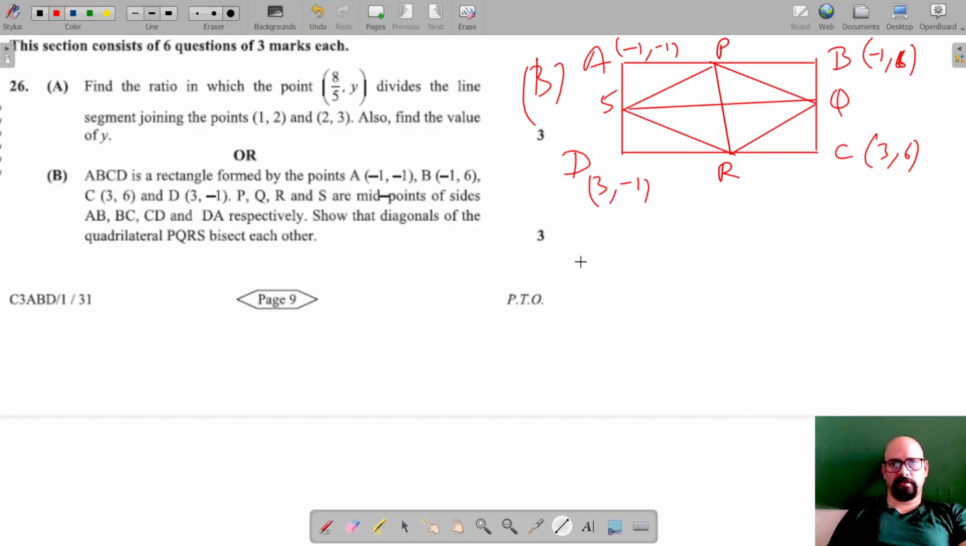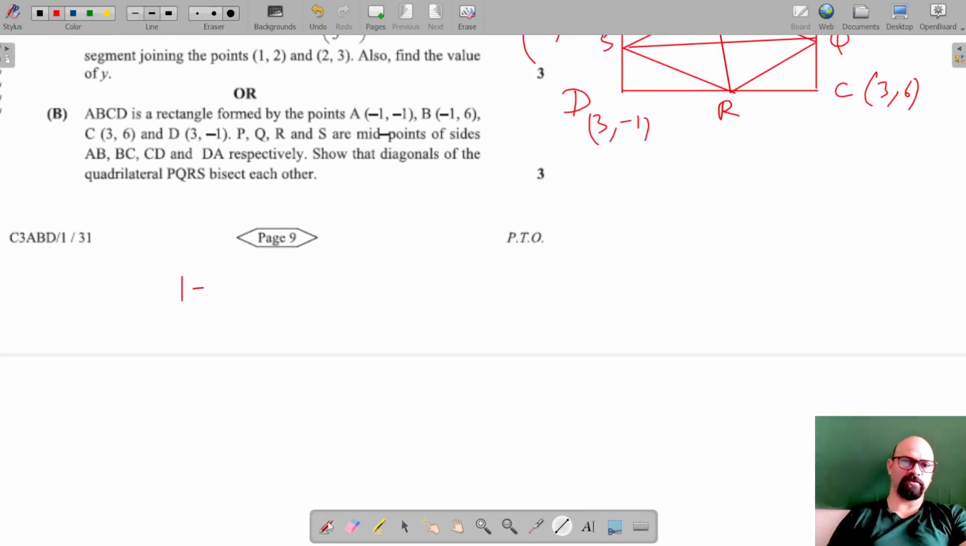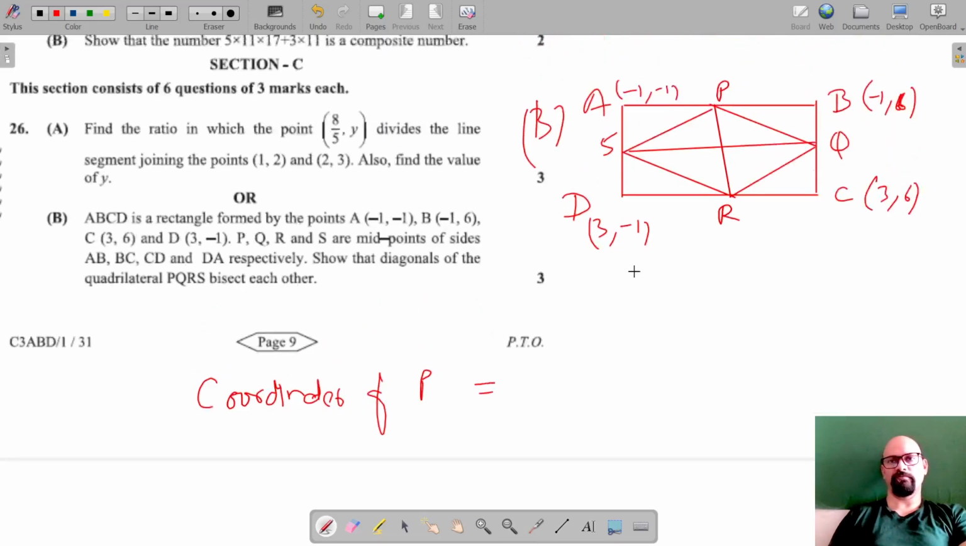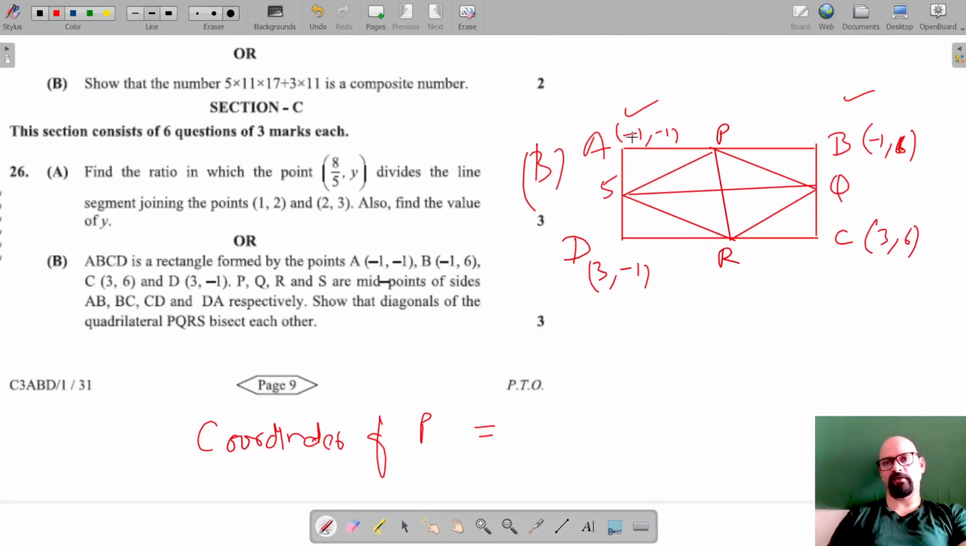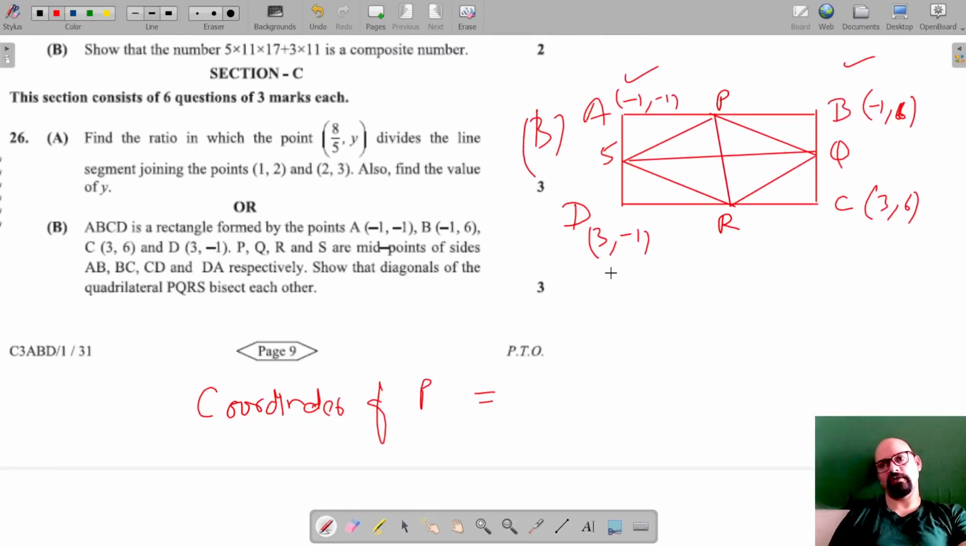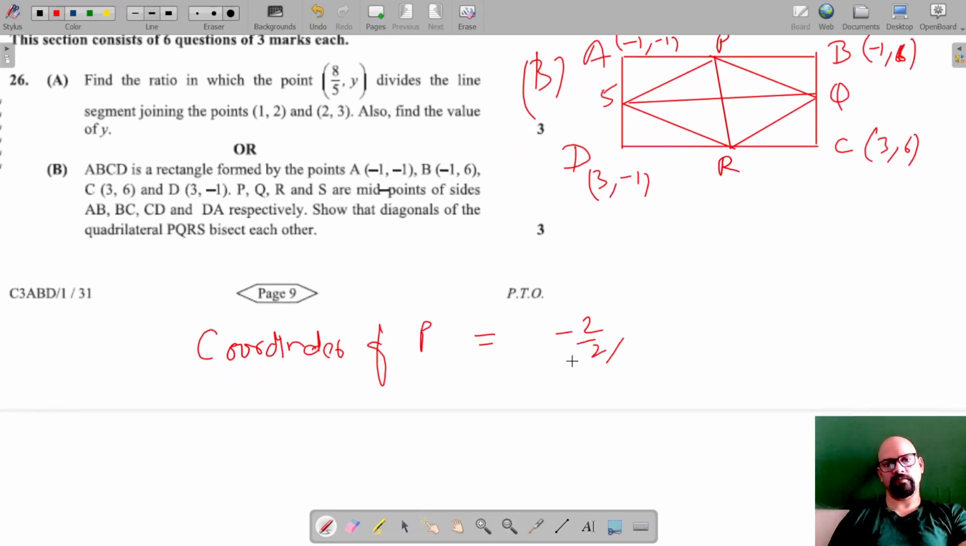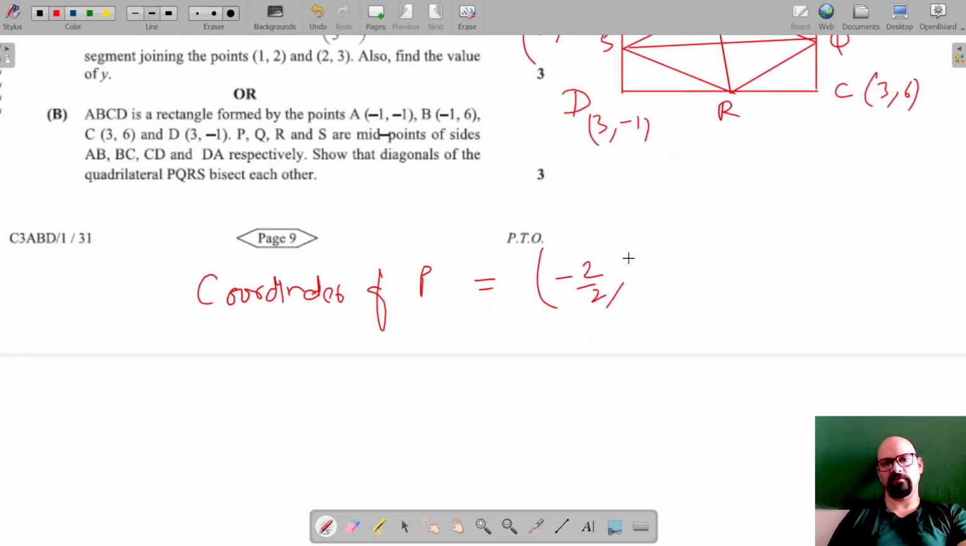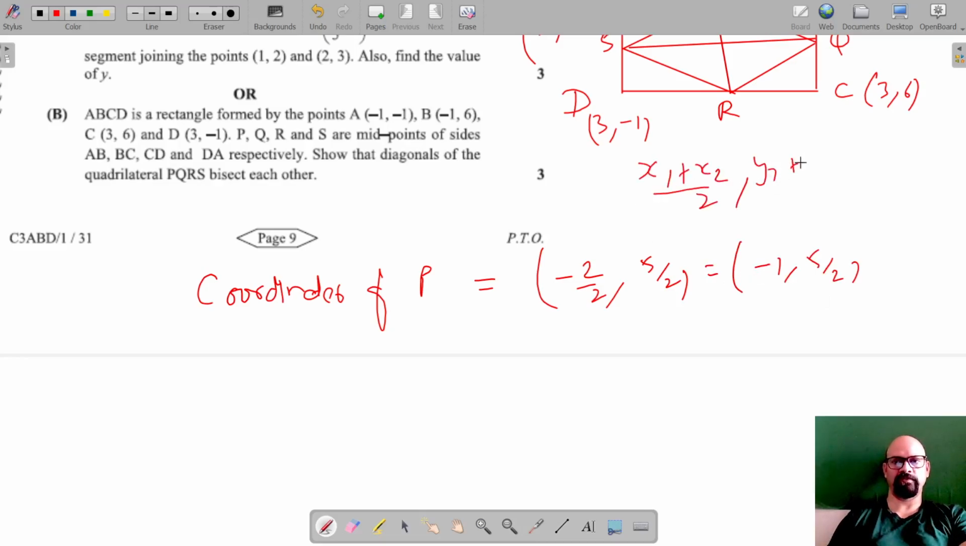Now let's find the coordinates of P, Q, R, and S, because these are the midpoints. We are going to use the midpoint formula, ((x1 + x2)/2, (y1 + y2)/2). Coordinates of P are (-1 + -1)/2, which is -2/2, and (-1 + 6)/2, which is 5/2. So the coordinates are (-1, 5/2).